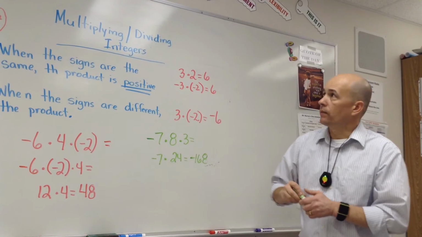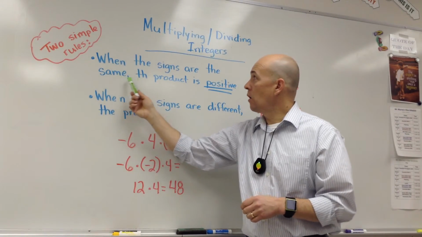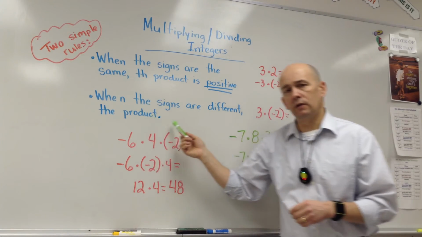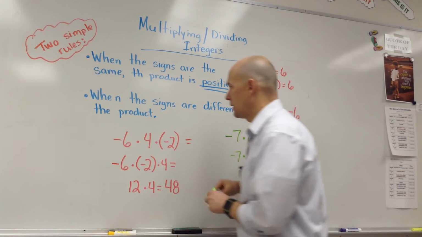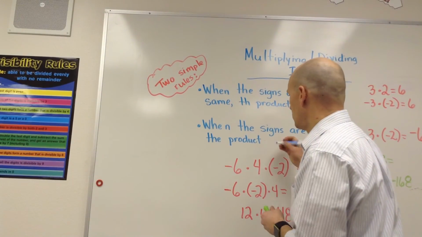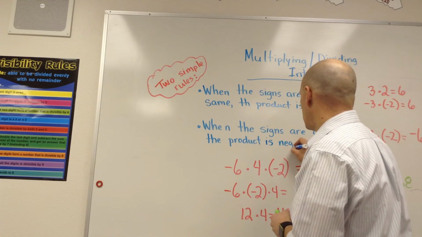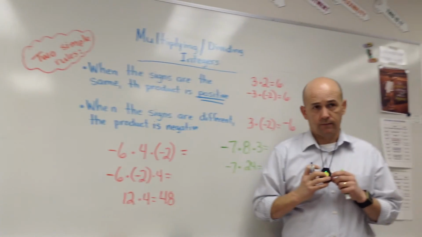Okay? So, again, multiplying and dividing integers, 2 simple rules to keep in mind. When the signs are the same, the product is positive. When the signs are different, the product is negative. Should finish writing that out. There you go.